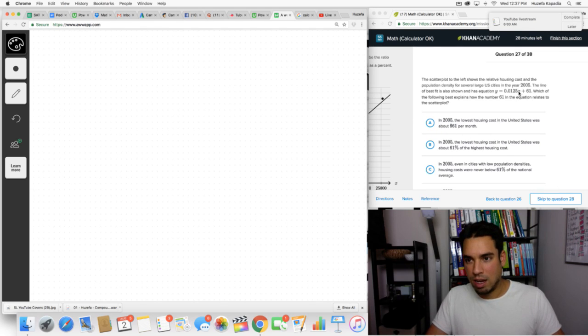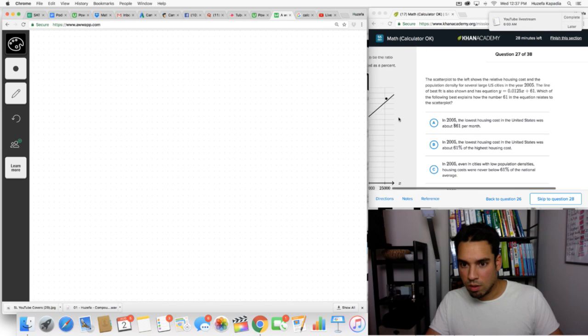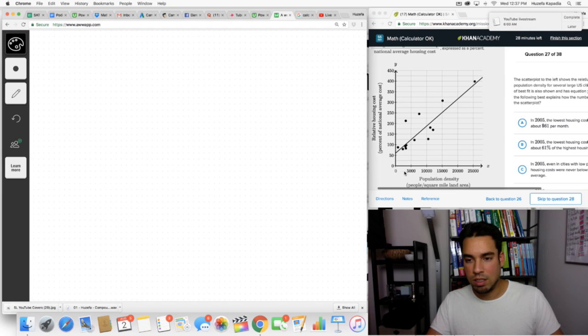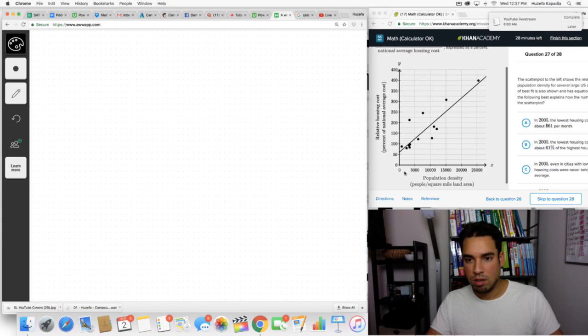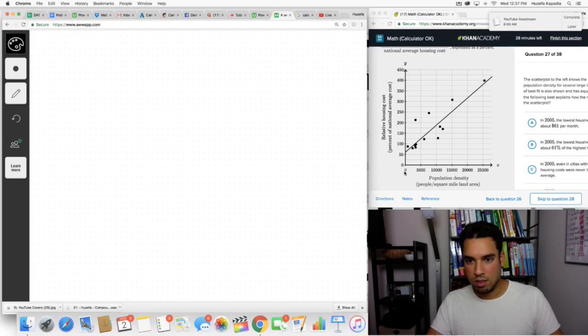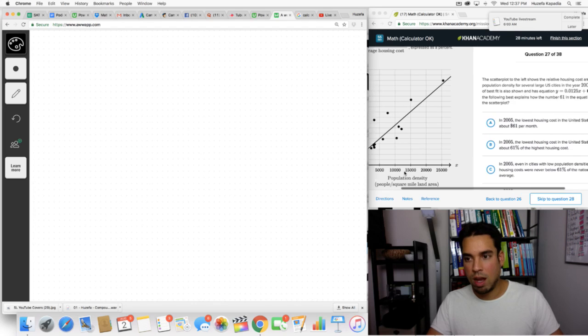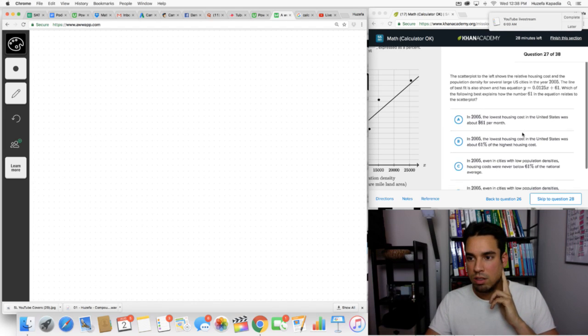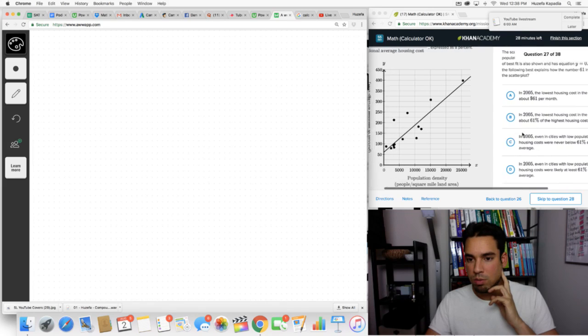So at time 0, do they say this is based on time? Let me see. No, wait, maybe it's not. Oh, no, it's population density. So at 0 population density, we're starting with a housing cost of 61. So 61 housing cost, it doesn't go lower than that. The lowest housing cost in the United States was about $61 per month.